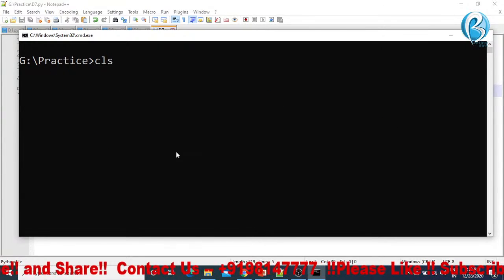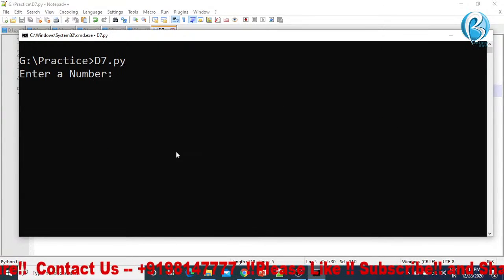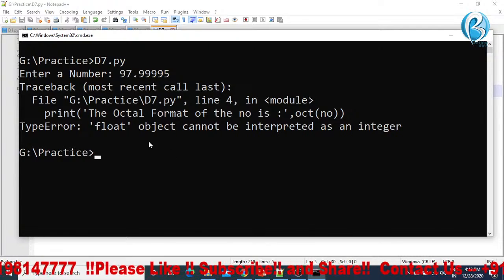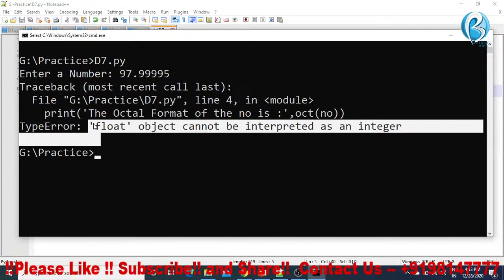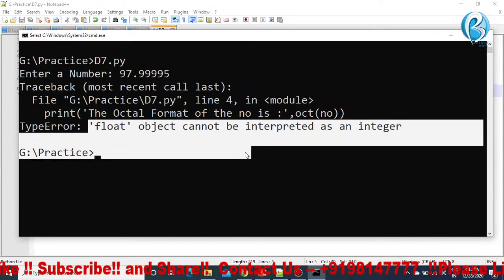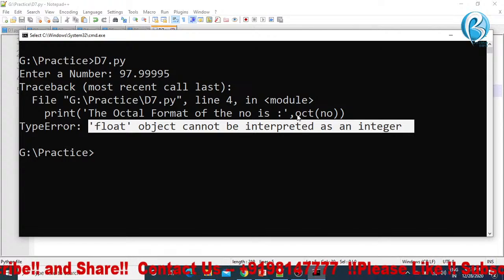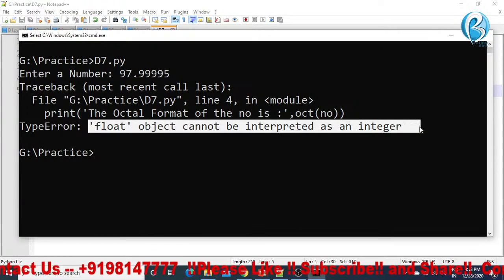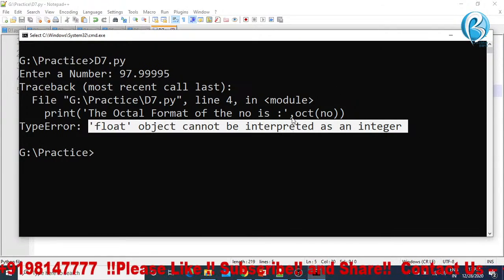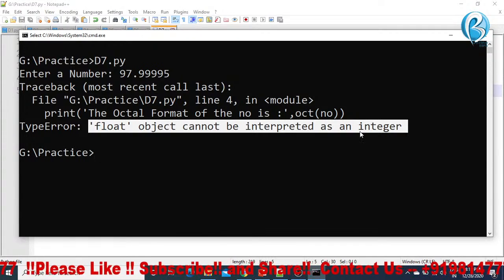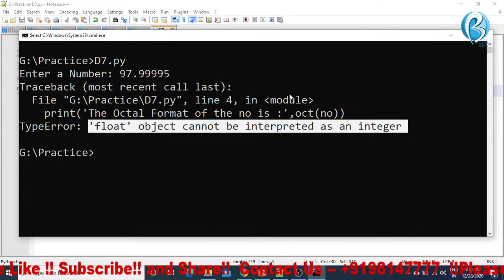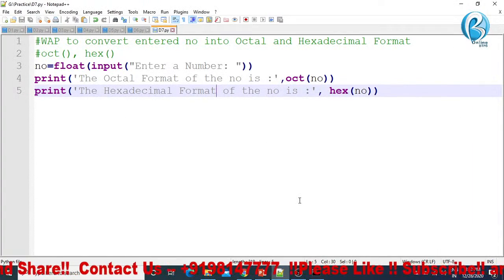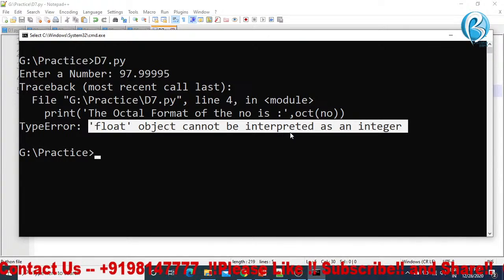CLS. Enter a number: 97.99995. Float object cannot be interpreted as an integer. So what it says is the oct function takes only an integer as an argument. Okay, we cannot pass a float as an argument in the oct function. So what can we pass in the oct function? Only integers are allowed. Same goes for hex. So float is not allowed. Okay.